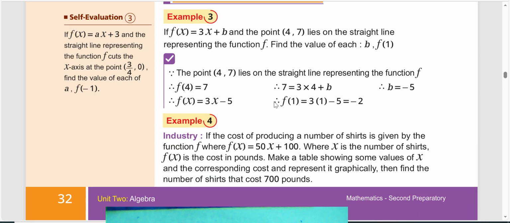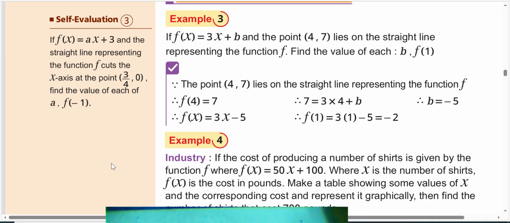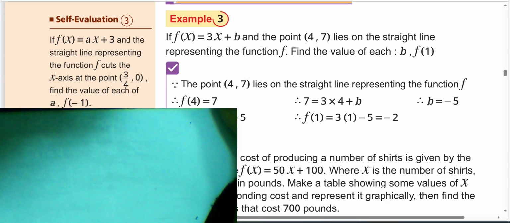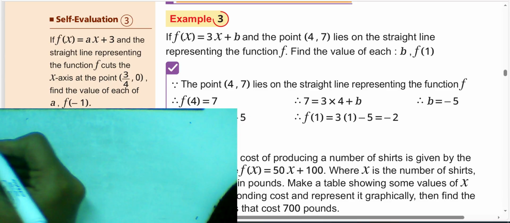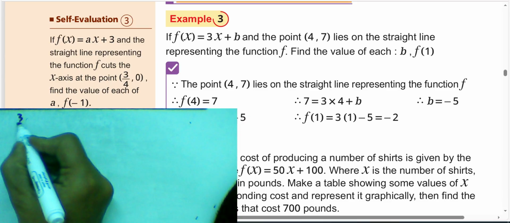Self-evaluation number 3, question number C and its solution. Given a straight line passing through the point 4 and 7, you can solve the example. Okay, I will solve self-evaluation number 3. Look here, number 3.